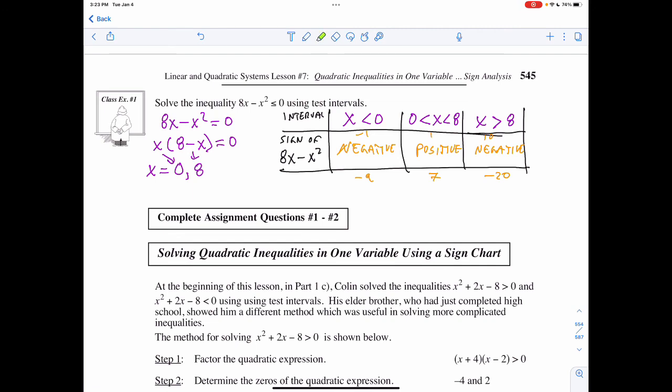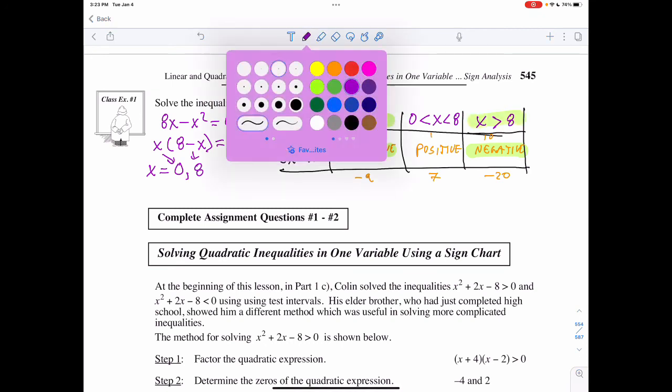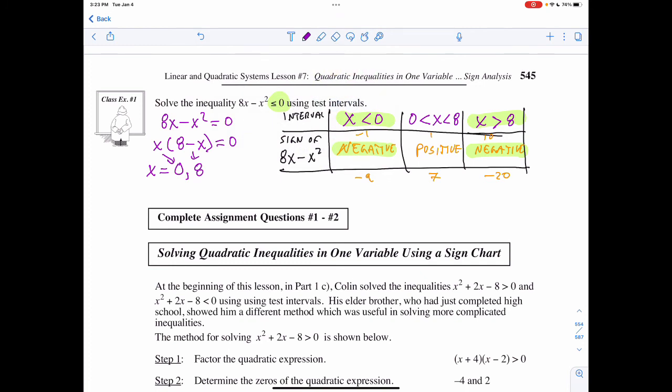And when I look back here, it says that it wants it for when it's less than or equal to 0, which means that my correct region is going to be the negative regions. Because it includes an equal to in the inequality, I need to state that x is less than or equal to 0, or x is greater than or equal to 8.